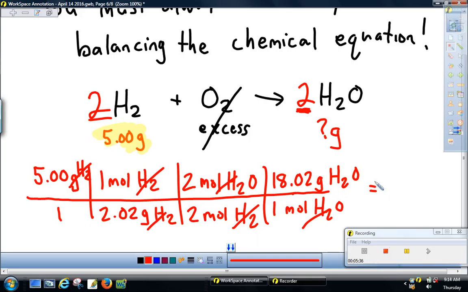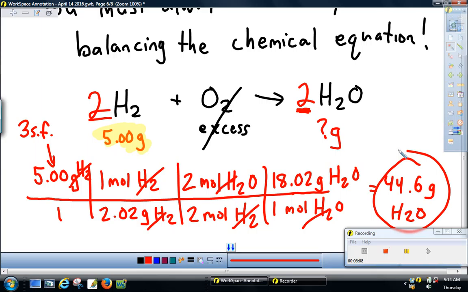So I set the problem up here, so I'm going to go ahead and pull out my calculator, and let's see what we get. So 5 divided by 2.02 times 2 divided by 2 times 18.02 is equal to 44.603 grams. This here only has 3 sig figs. This is one of my measurements. And so if it has 3 sig figs, my answer can only have 3 sig figs. So I can make 44.6 grams of water from reacting 5 grams of hydrogen with excess oxygen.